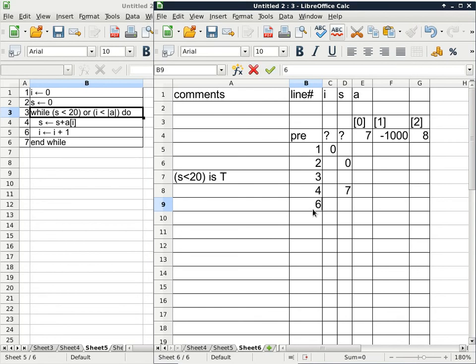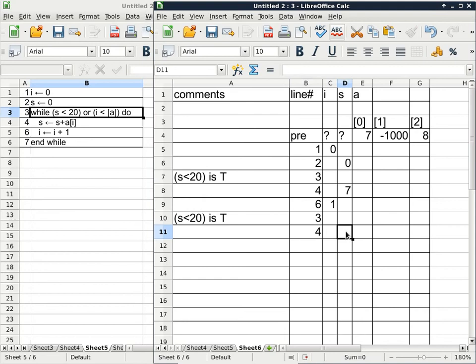I didn't bother to renumber the lines, that's why it's line 6 here. I gets I plus 1. Okay. We go back to line 3. Sum at this point is 7. 7 is less than 20 is true, so I don't even bother to evaluate the other side of the disjunction. Move on to line 4.